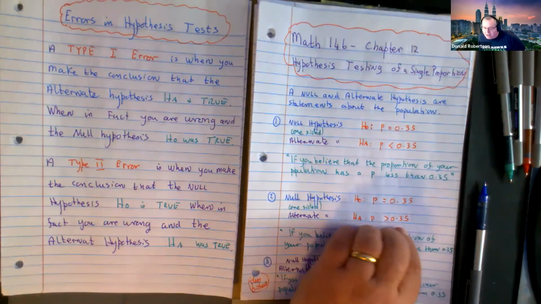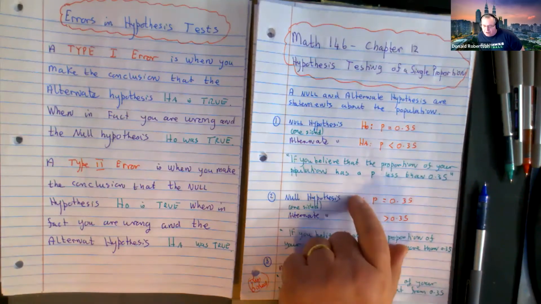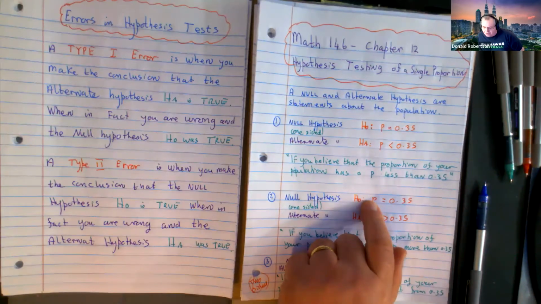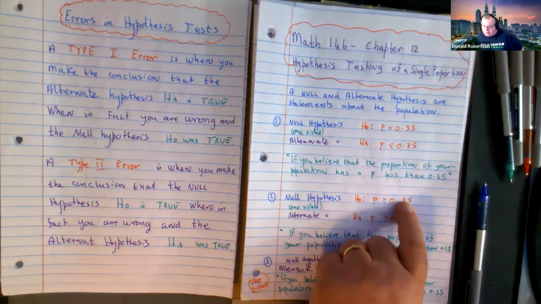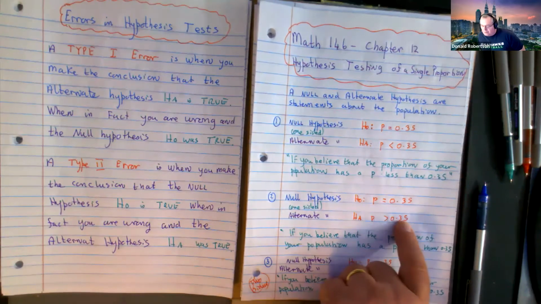Different story. Imagine 35% of people like Pepsi, or at least that's what everybody thinks. And you think it's a lot more than that. So your null hypothesis would be the percentage of people who like Pepsi is 35. Your alternate is, I think it's bigger than that.